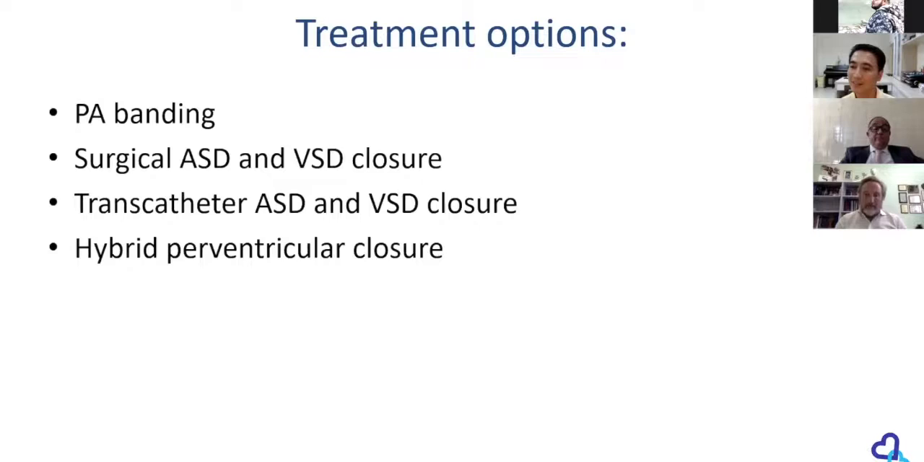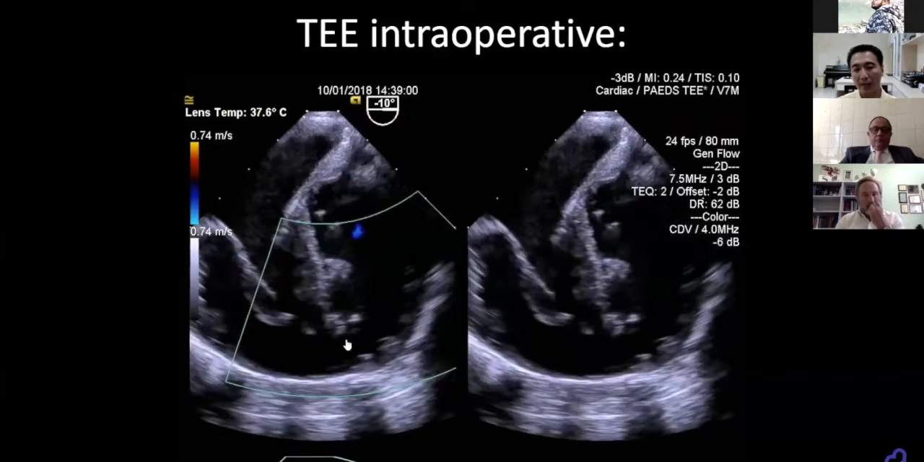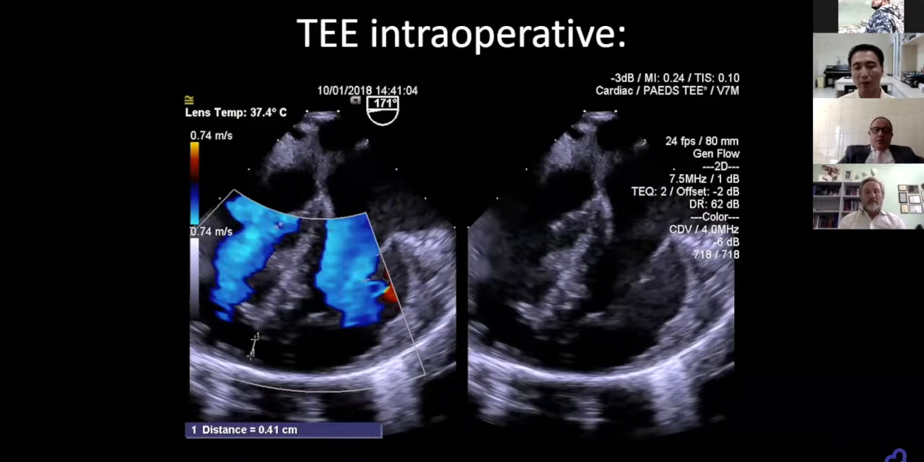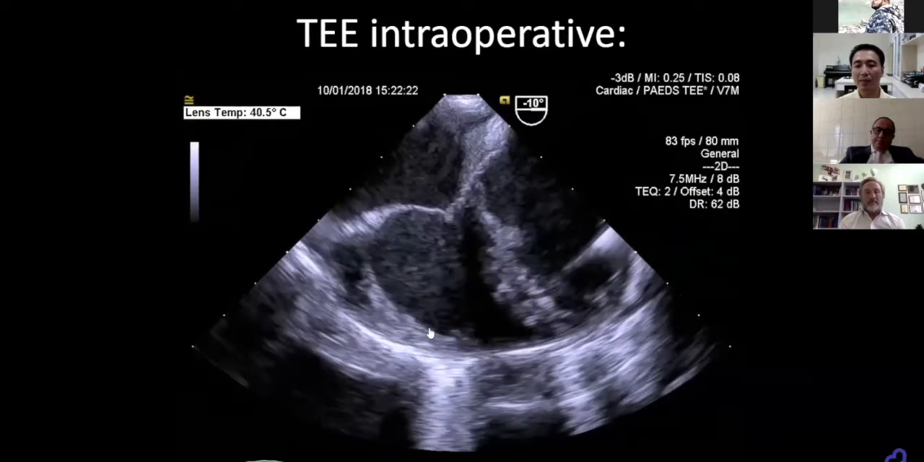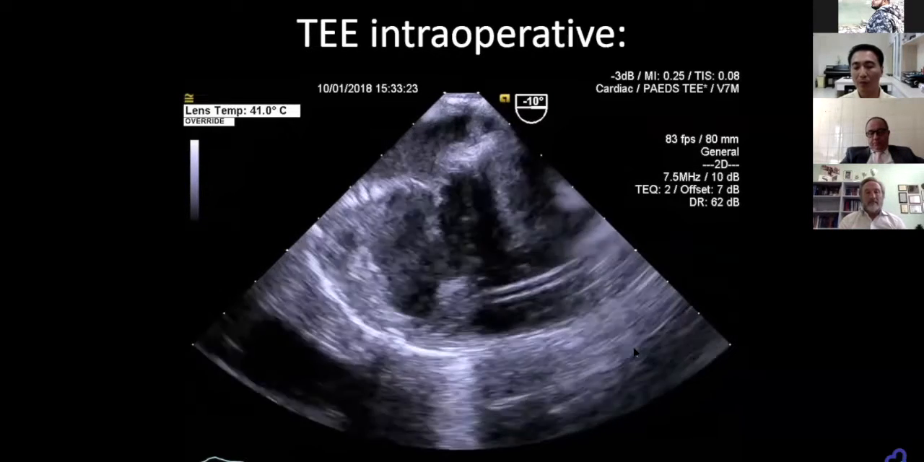I think I agree with you. Either a hybrid procedure or surgical ASD and VSD closure, we are going to do it. PA banding I am somewhat reluctant about from my surgical side. I see. After discussing with the surgeon, we decided on a hybrid closure. Of course, we target the apical VSD first. The apical VSD measured about 4.1 millimeter here, and another measurement 4.5 millimeter. We cross it with the wire. You can see the wire in the LV side, and put in a 6 French sheath.